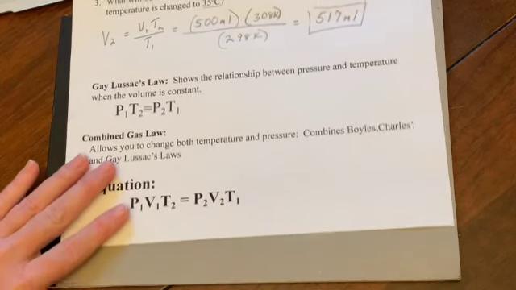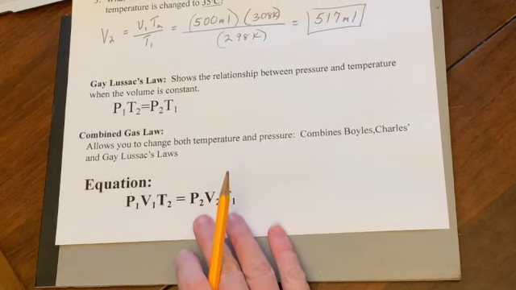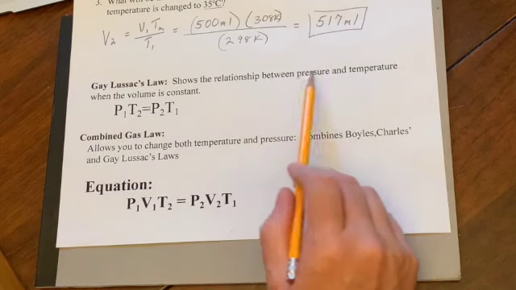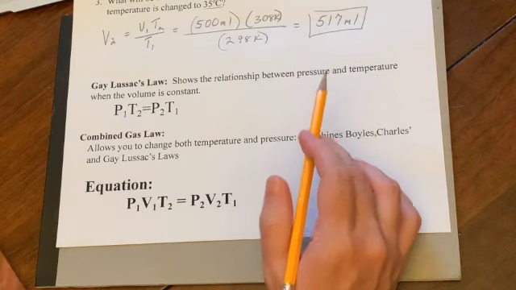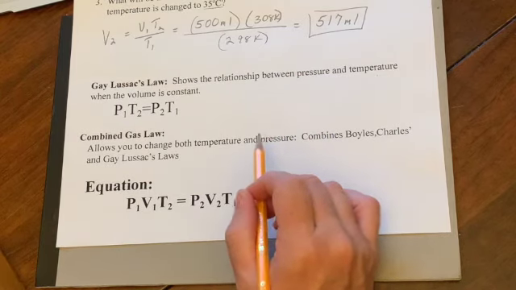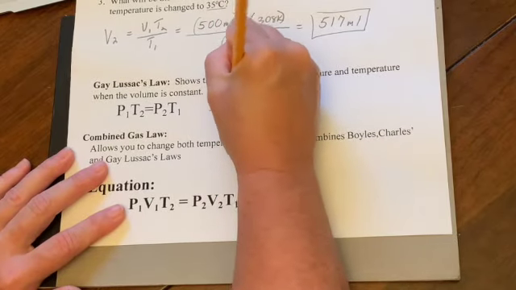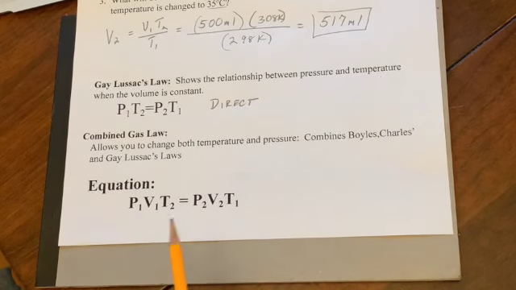So, two more gas laws to talk about today, and they are just a continuation of what we've already talked about. We have Gay-Lussac's law, which shows the relationship between pressure and temperature. In this case, the volume is constant, and this is also a direct relationship. Gay-Lussac's law describes the relationship between pressure and temperature, assuming that your volume is constant.